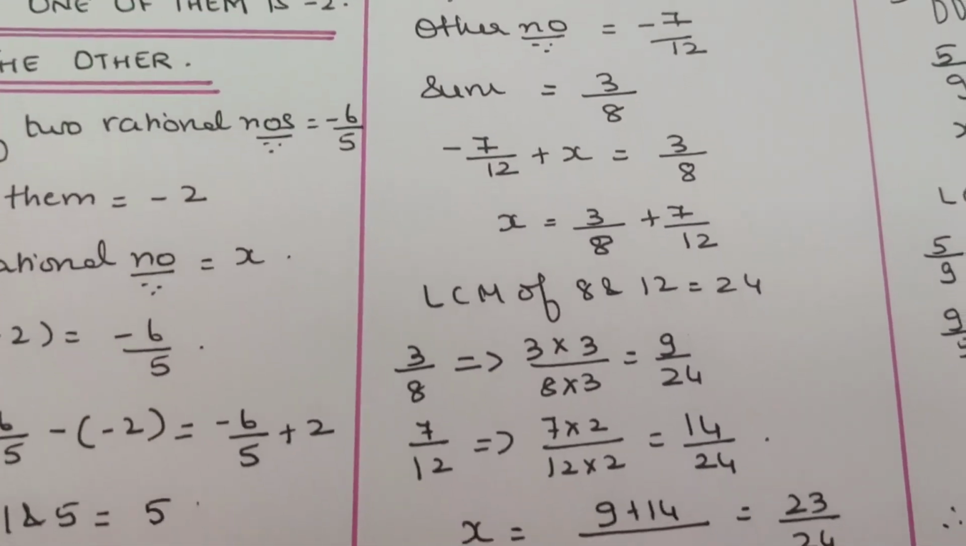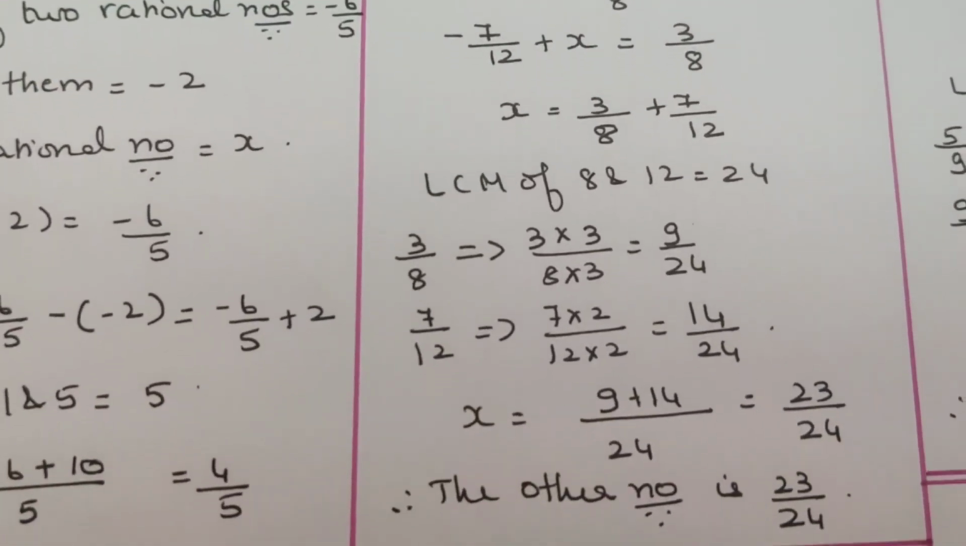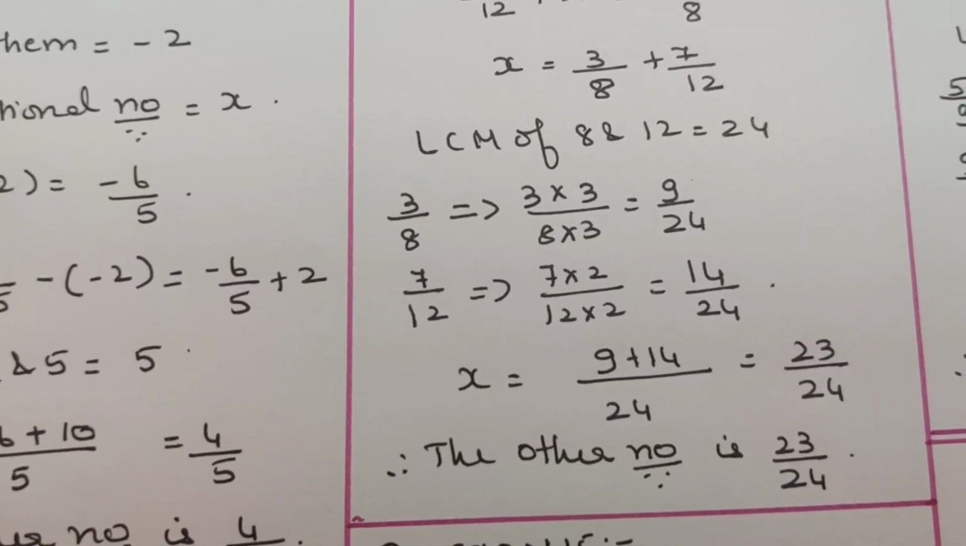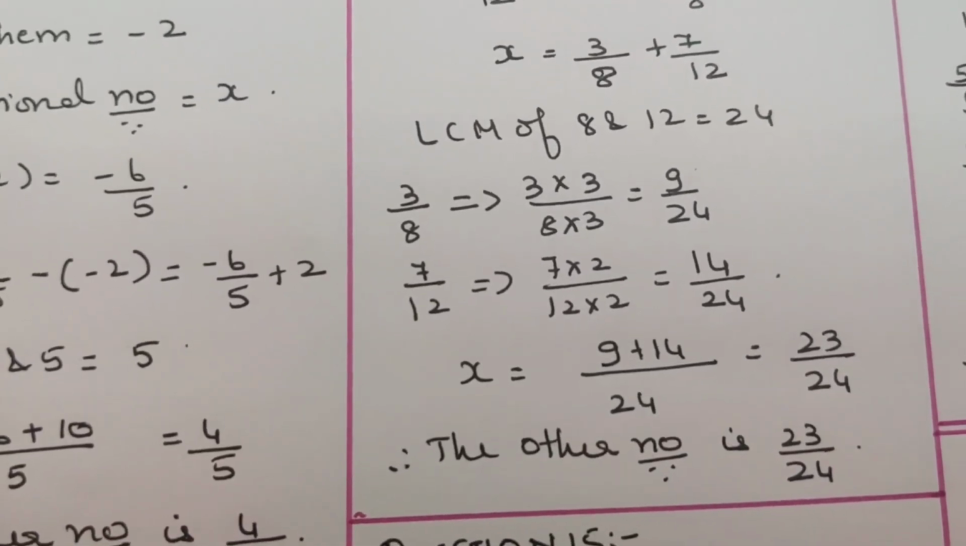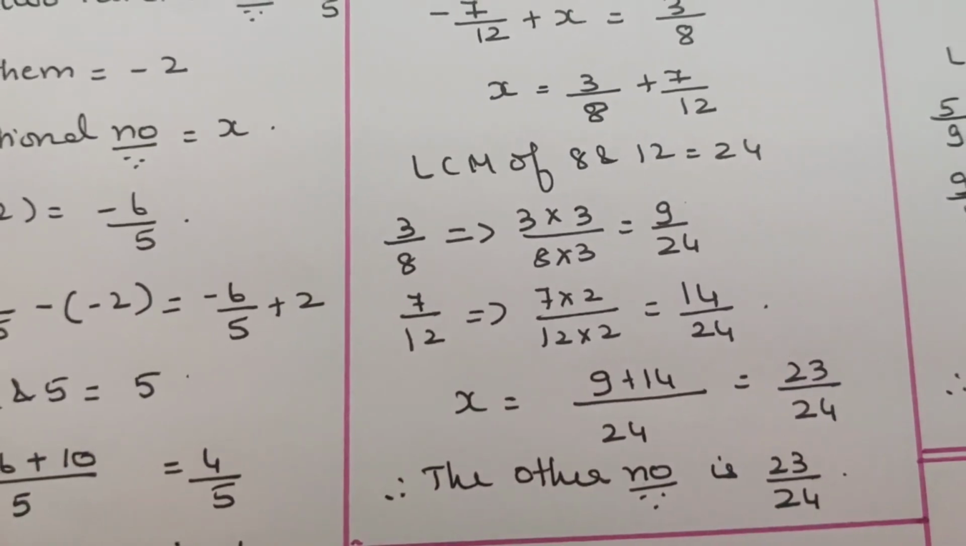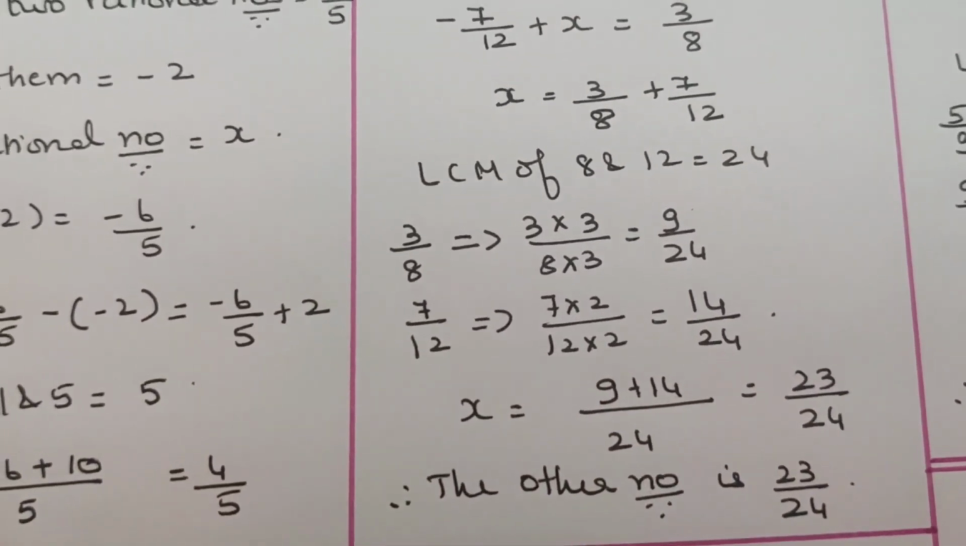Take the LCM. The LCM is 24. So, when you simplify, you get x is equal to 9 plus 14 by 24. That's equal to 23 by 24. Just pausing for a few seconds for you to go ahead and see the calculation.